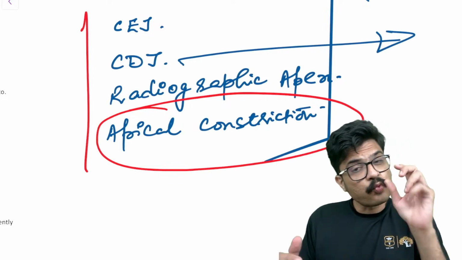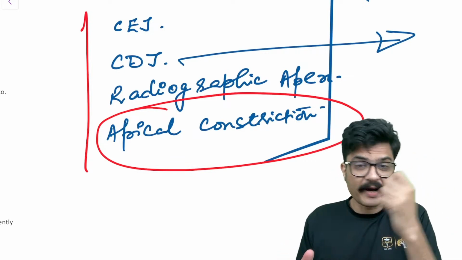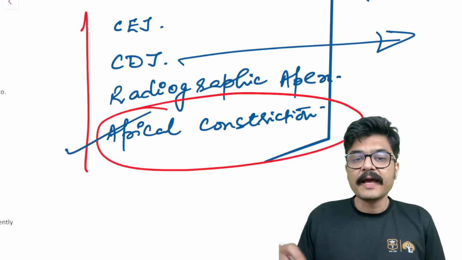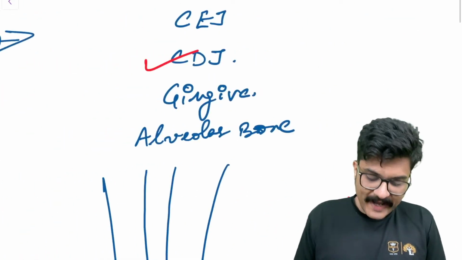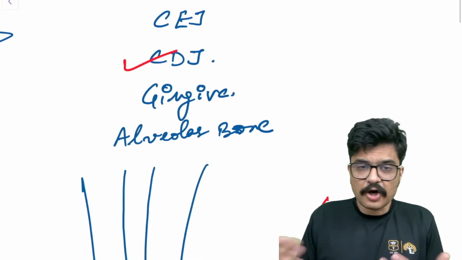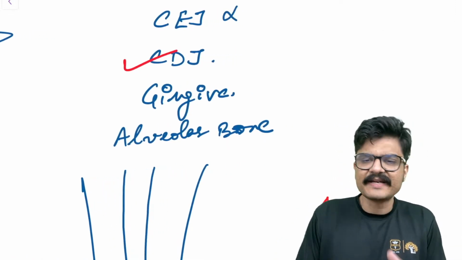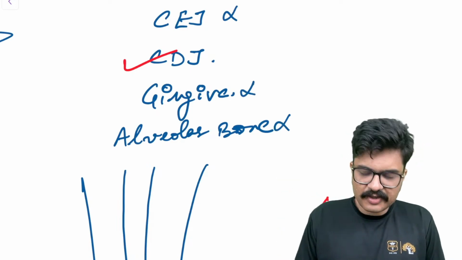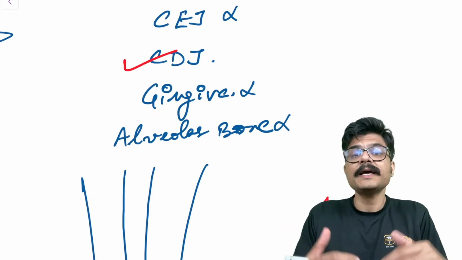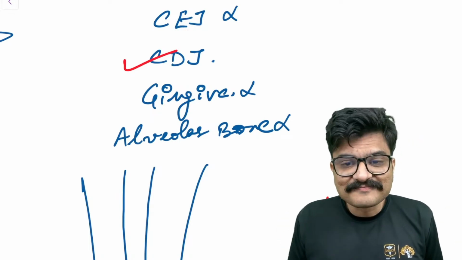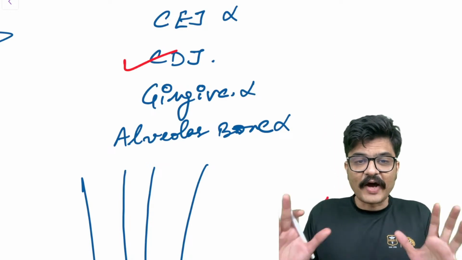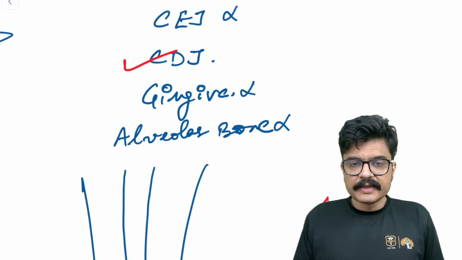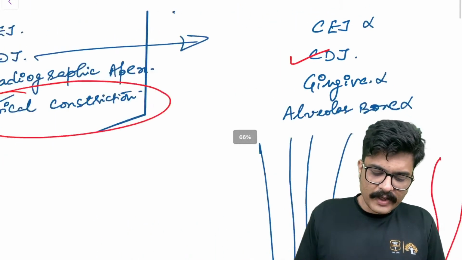So if you have, out of the CEJ, CDJ, radiographic apex and apical constriction, one particular point, you cannot vary along the cross section, then the best answer is apical constriction. If you don't have apical constriction in the options, then all the options are outrightly wrong. CEJ is right at the cervical junction of the tooth, then you have gingiva, alveolar bone, obviously not. Then obviously CDJ is a better answer. Right, guys? So I hope this concept is clear. You guys find it very confusing, so I just wanted to get this clear once and for all.